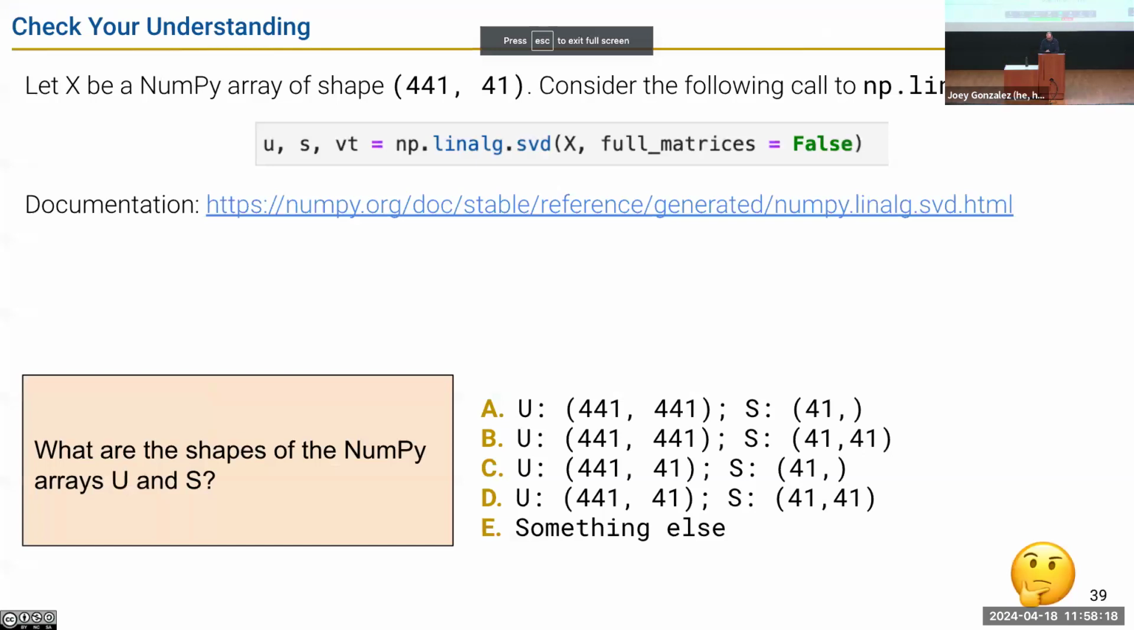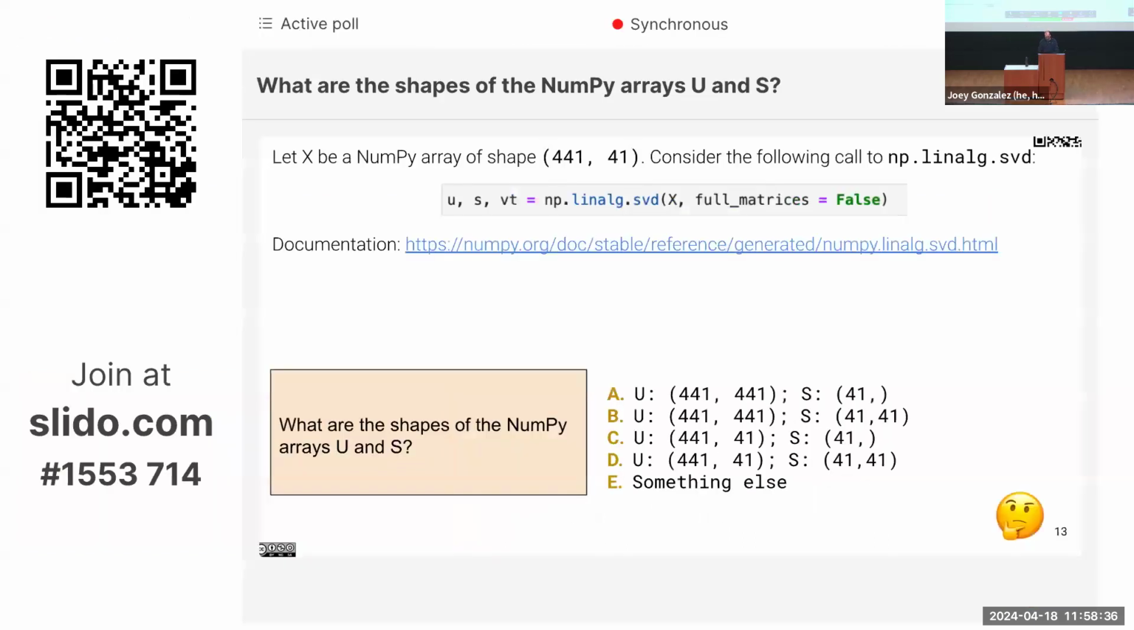Okay. So I have these 441 members on 41 voting occasions. Let's test our knowledge of SVD. So I want to figure out what are the dimensions of U and S. Slido. Vote so we can go back to pictures.